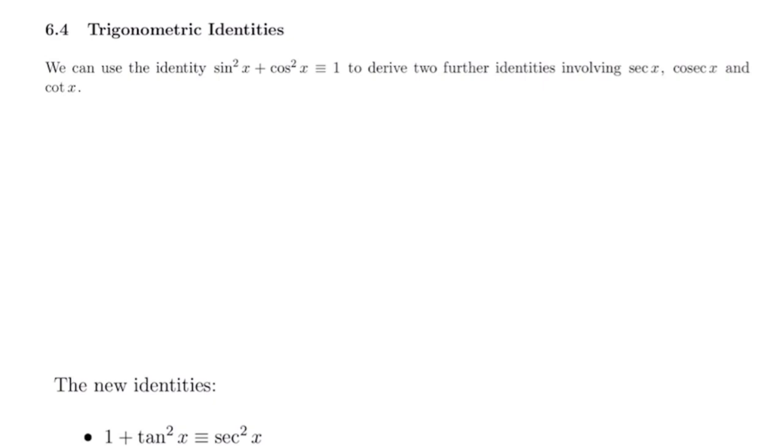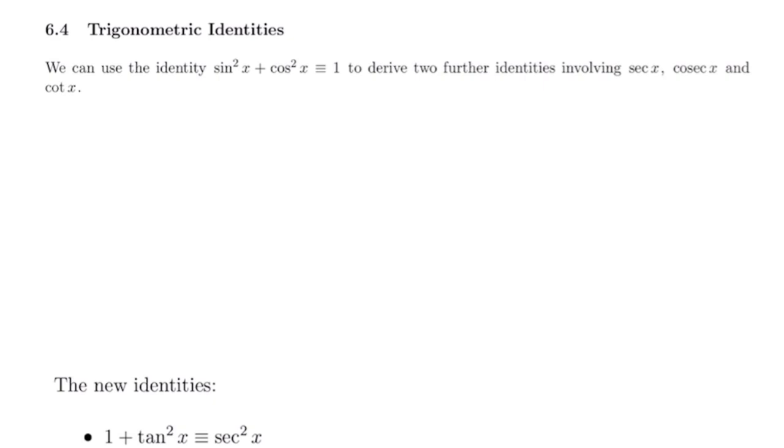This is the fourth video for Chapter 6 on trigonometry. In this video we're going to look at two new trig identities that come from the identities you learned in Lower 6. So in Lower 6 you learned that sine squared x plus cos squared x is identical to 1.